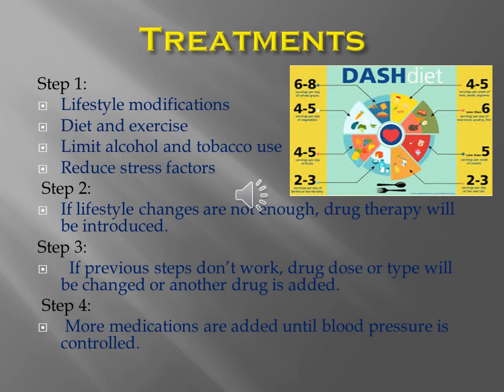If you are suffering from hypertension, then there are some treatments in steps. In step 1, lifestyle modification: diet and exercise, limit alcohol and tobacco use, reduce stress factors. In step 2, if lifestyle changes are not enough, drug therapy will be introduced. In step 3, if previous steps don't work, the drug dose or type will be changed or another drug is added. In step 4, more medications are added until the blood pressure is controlled.